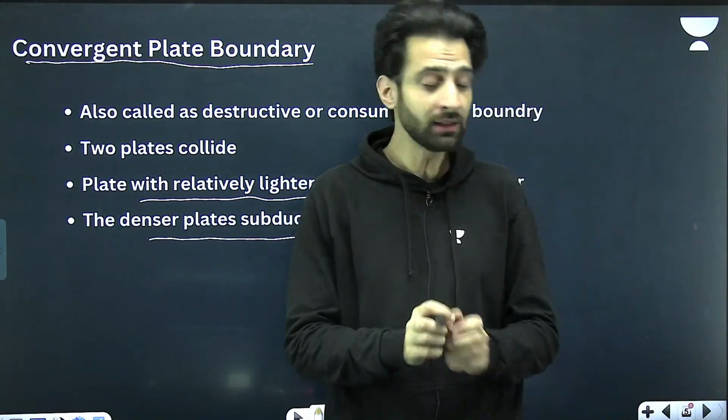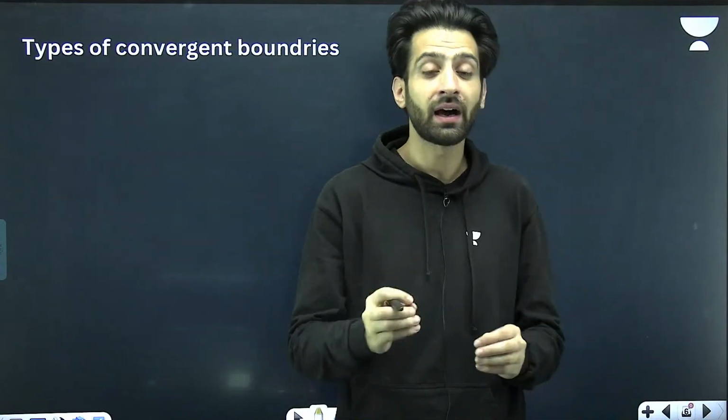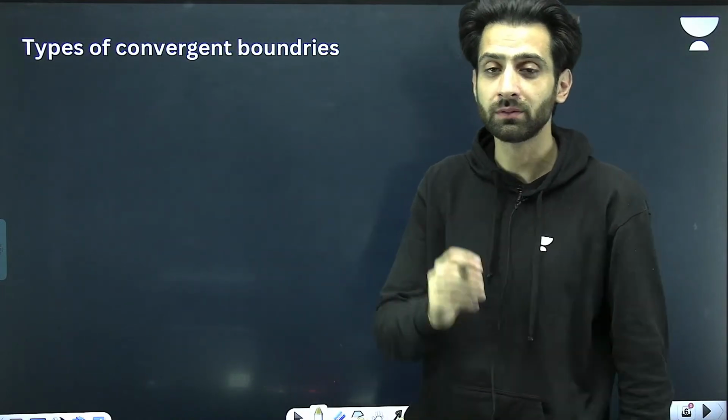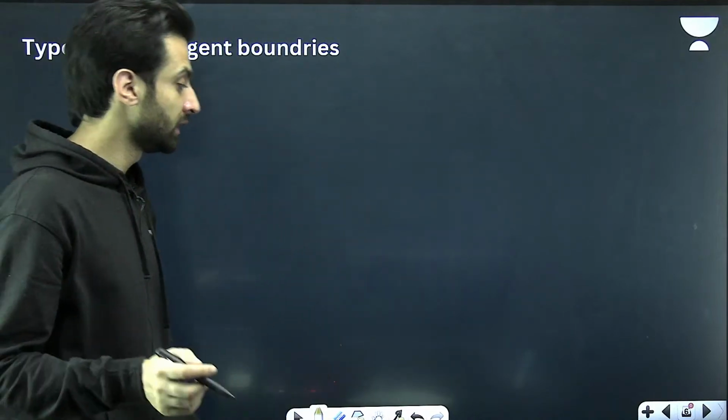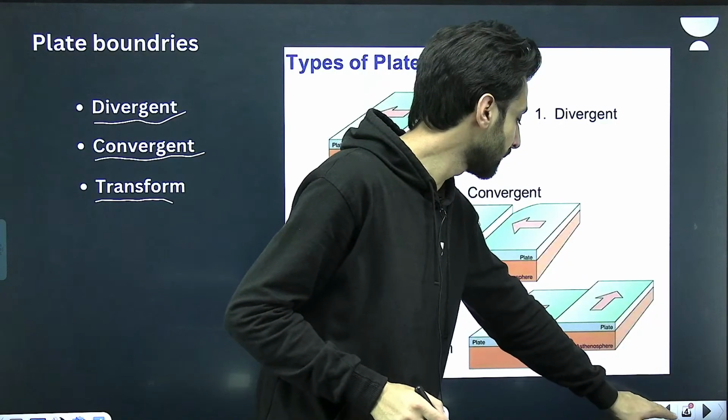Now, before we begin, we have to understand that there are multiple types of converging plate boundaries. First, as you know, look at this diagram first. Before we begin, I want you to look at this diagram.